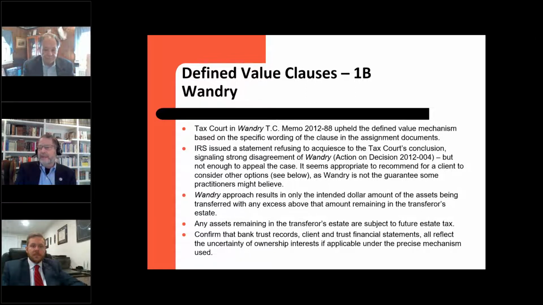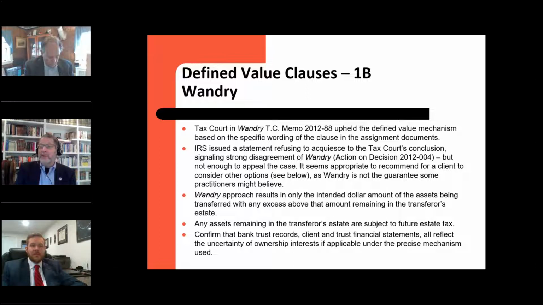Another place to be careful. Client submits financial statements. The client's a real estate developer. They did some note sales that had a defined value mechanism. And they tell the bank that this particular trust owns 48% of an LLC, but it's not 48%. It's, you know, $42 million, $500,000 worth of the LLC. Even financial statements have to be right.